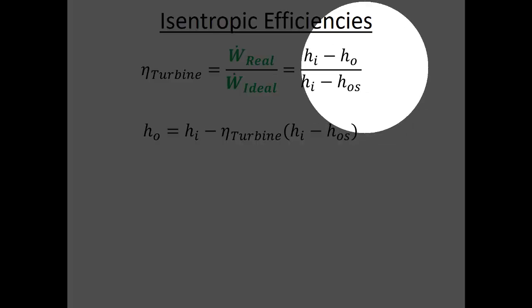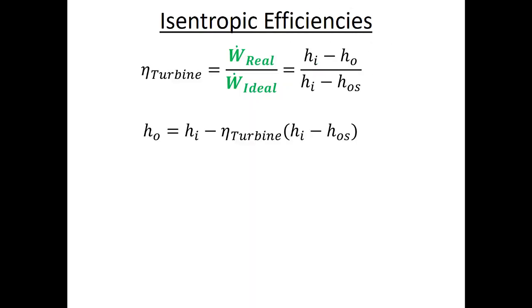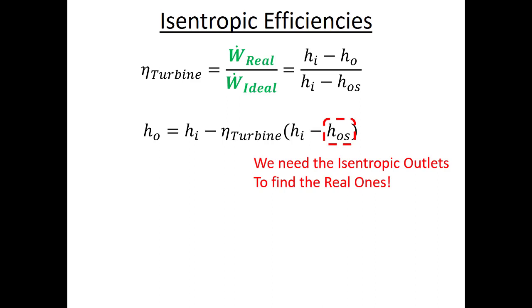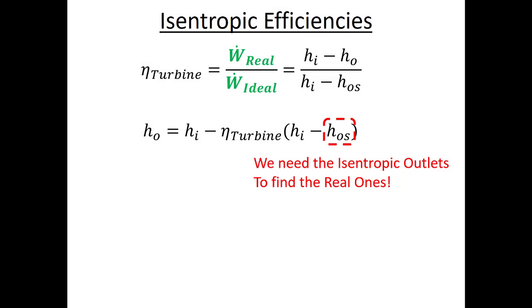So I can take this equation up here and manipulate it so I isolate h out. If I do that, I get that this is going to be h in minus the isentropic efficiency of the turbine times h in minus the isentropic outlet. So unfortunately, I don't know the real outlets and I don't know the isentropic outlets. So for both turbines, I'm going to have to figure out how I can find the isentropic outlets of these turbines.